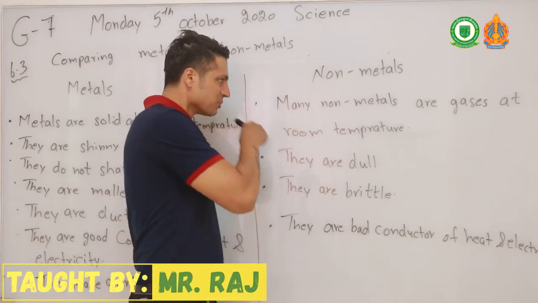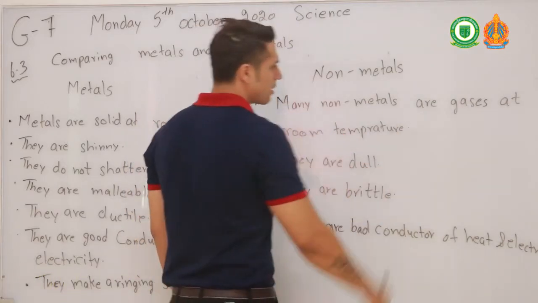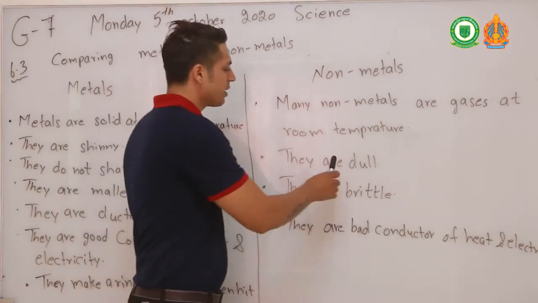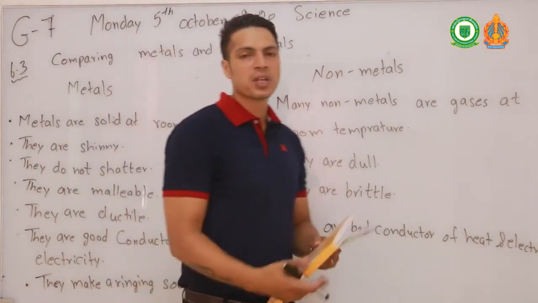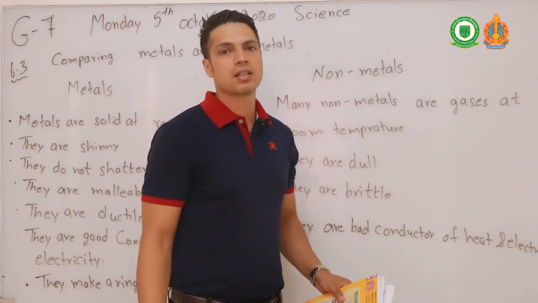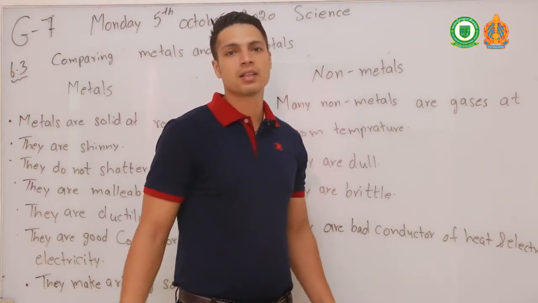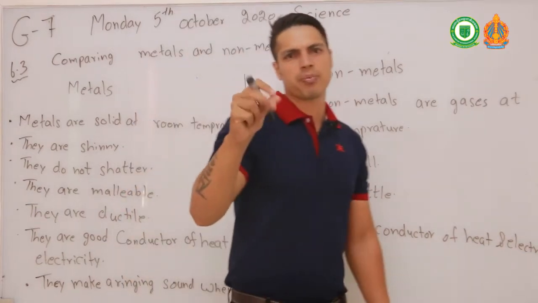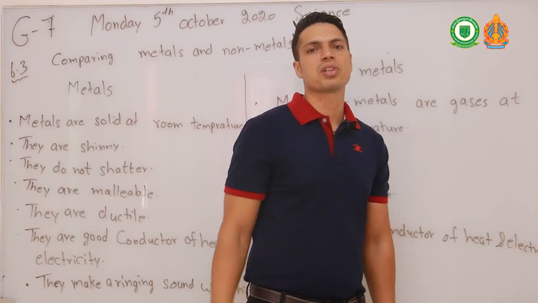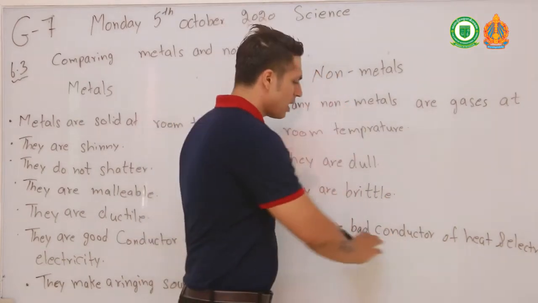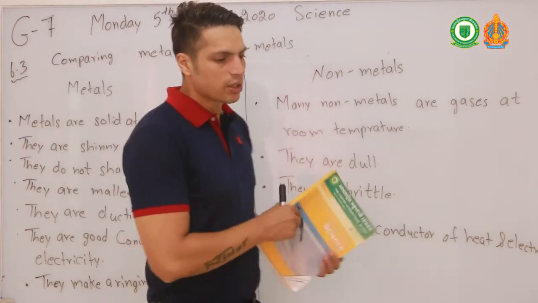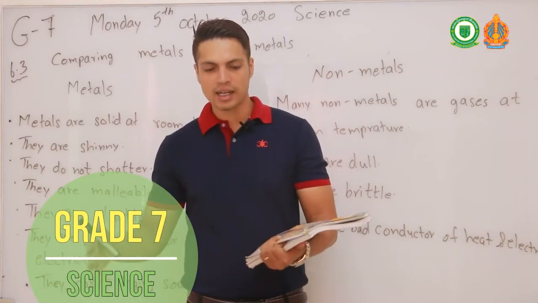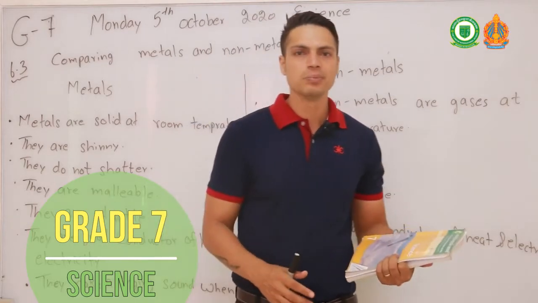So non-metals. Many non-metals are gases at room temperature. They are dull, they are not shiny. Like plastic is a non-metal, and plastic is dull and not shiny. They are brittle, like powder shape. Some non-metals are powder shape. They are bad conductors of heat and electricity. They do not let heat and electricity pass through them.